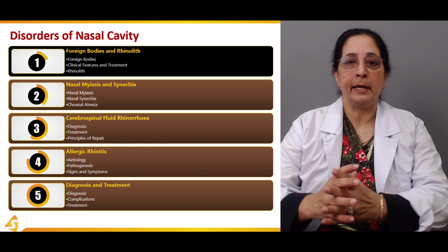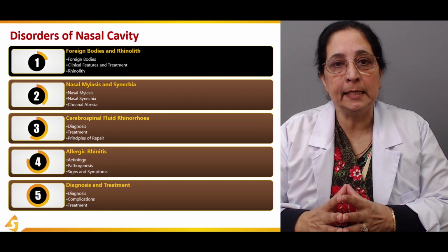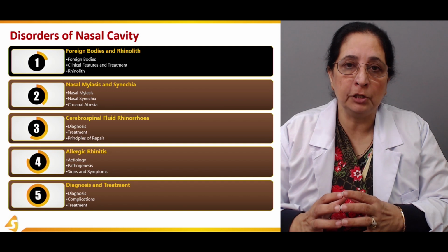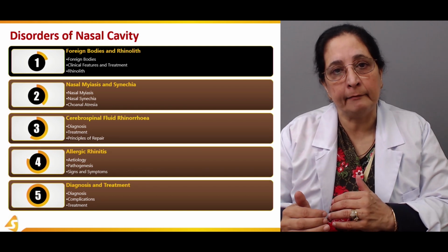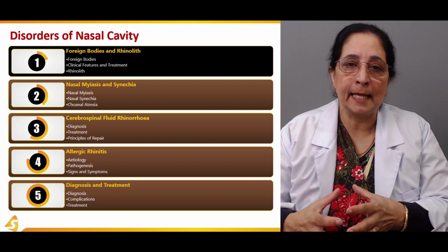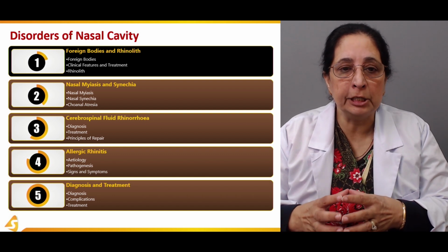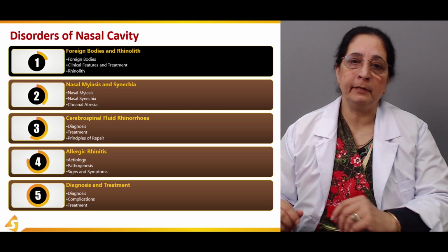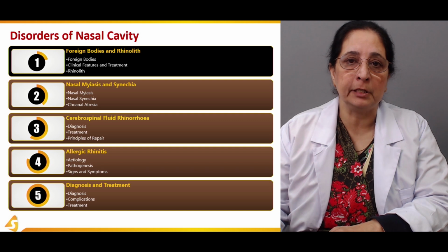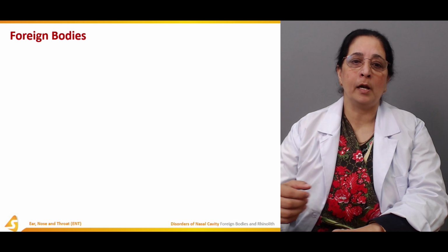So in this, as I mentioned, we will talk mainly about the foreign bodies in the nasal cavity and rhinolith, which is the formation of stone in the nasal cavity, how these two conditions present, what the signs and symptoms are, what the different types are, and how we can manage and treat these. All this we will talk about in this section, which is the first section of our lecture, disorders of the nasal cavity. So first, the foreign bodies.